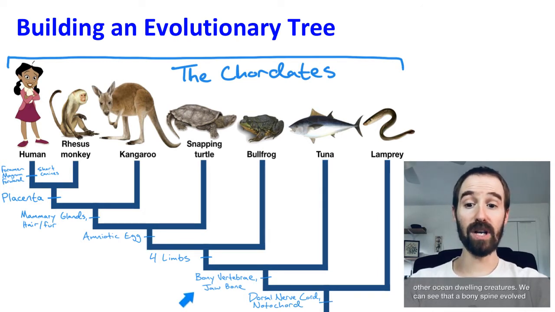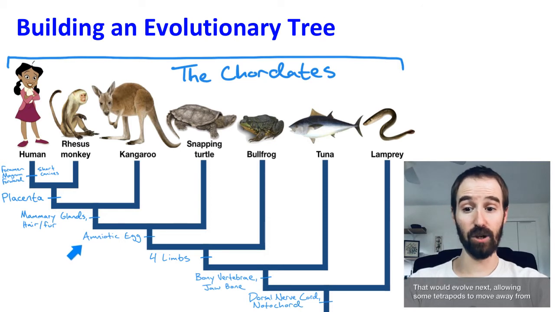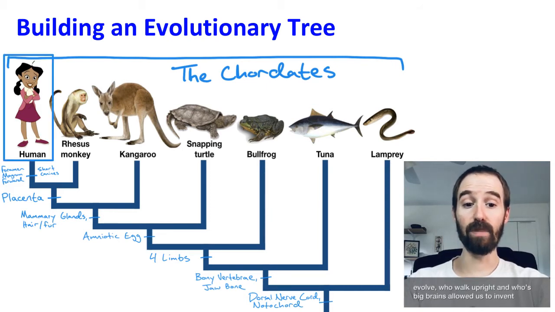We can see that a bony spine evolved first, then bony limbs, 4 of them to be precise. But these creatures still had to live near water because they hadn't yet evolved an amniotic egg. That would evolve next, allowing some tetrapods to move away from the shores and farther onto land. Hair evolved next, then a placenta, which allowed pregnant mothers to carry their developing young internally for longer periods of time before giving birth. And finally, organisms like us evolve, who walk upright and whose big brains allow us to invent things like tools and eventually computers for watching videos like this one.